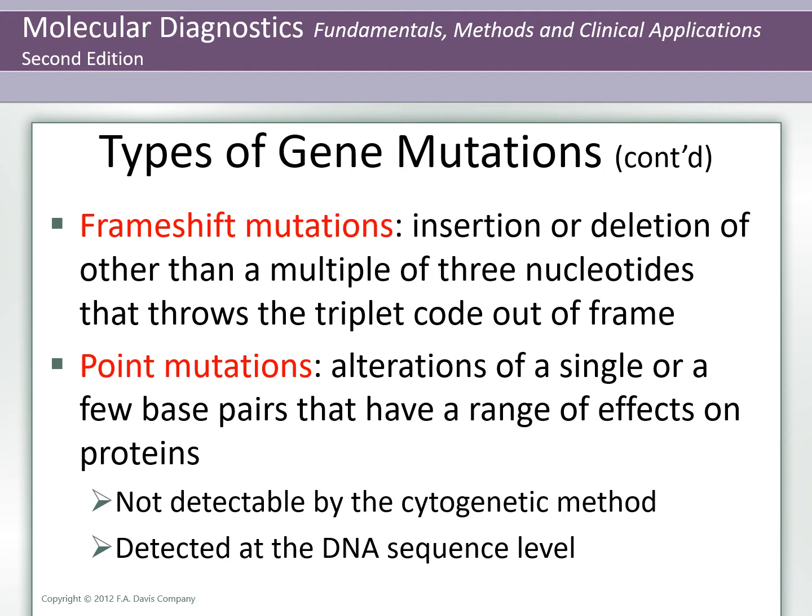Point mutations are alterations of a single or a few base pairs that have a range of effects on proteins. Non-conservative, nonsense, and frameshift mutations will generate different phenotypes depending on where they occur along the protein sequence. Point mutations in the end of a coding region may have minimal consequences, whereas mutations at the beginning of a coding sequence are more likely to result in drastic alterations or even effective deletion of the protein coding region.